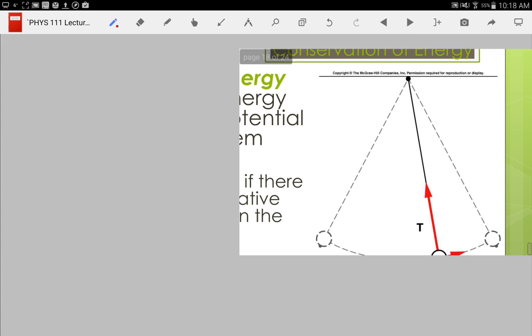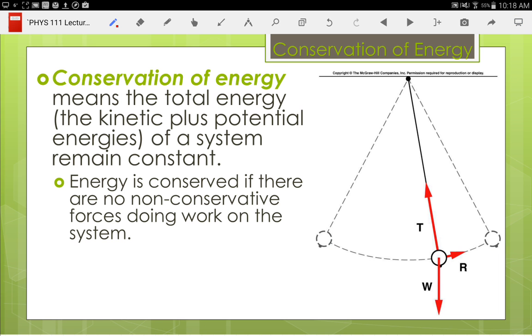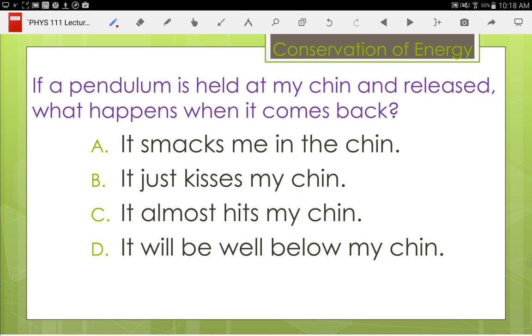All right. All the things that we're not going to do here. I forgot I was supposed to ask this question before. Let's go ahead and answer it now just so we officially have answered it. If a pendulum is held at my chin and released, what happens when it comes back?